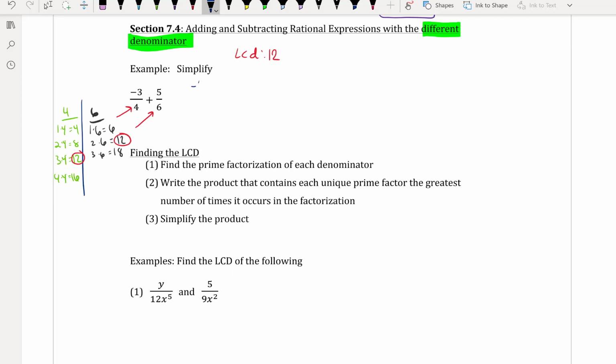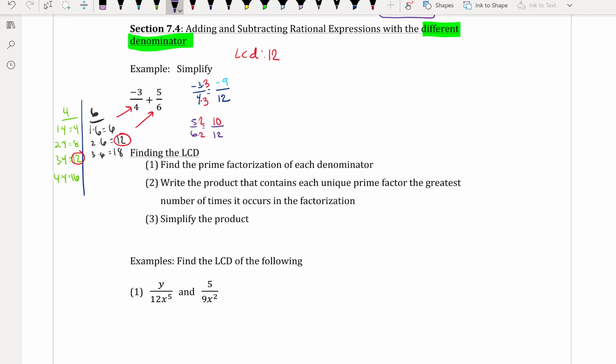So for that first fraction, that negative 3 over 4, I want to make it so my denominator is 12. So what do I do? I multiply the 4 by 3. And whatever I multiply the denominator by, I multiply the numerator by. So 3 times negative 3 ends up becoming a negative 9. And I'm also going to take that other fraction, that 5/6, and I want my denominator to be 12. So that 6 I had to multiply by 2. So whatever I do to the denominator, I do to the top as well. So 5 times 2 is 10.